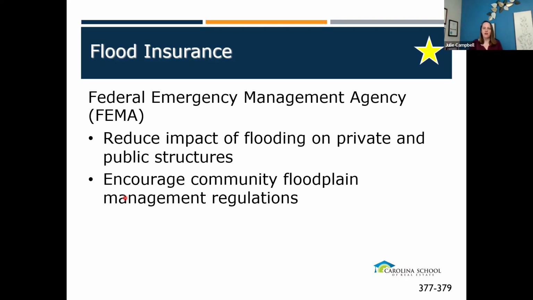And FEMA doesn't just run around regulating insurance and charging you money. They also try to work with the homeowners, with the area, on how we can reduce the impact of flooding. Can we build a berm or something? A retention pond? What can we do? If an area has a problem with flooding every single time it rains, FEMA may get involved to see what we can do to protect that area.